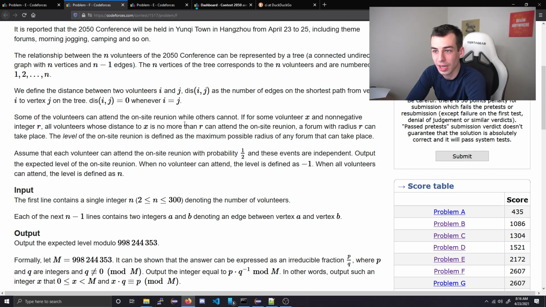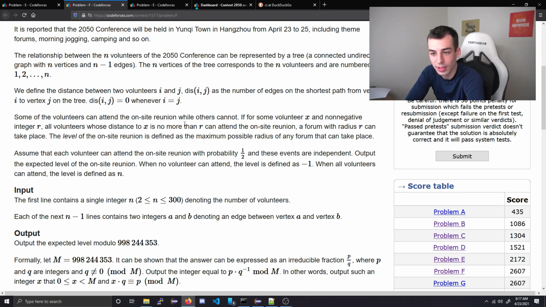Supported in 2050, the conference will be held in Yunqui town. Okay. Anyway, on to the problem. The relationship between the n volunteers of this conference can be represented by a tree, numbered 1 to n. We define the distance between two nodes as the number of edges on the shortest path of the tree. Distance from something to itself is 0.